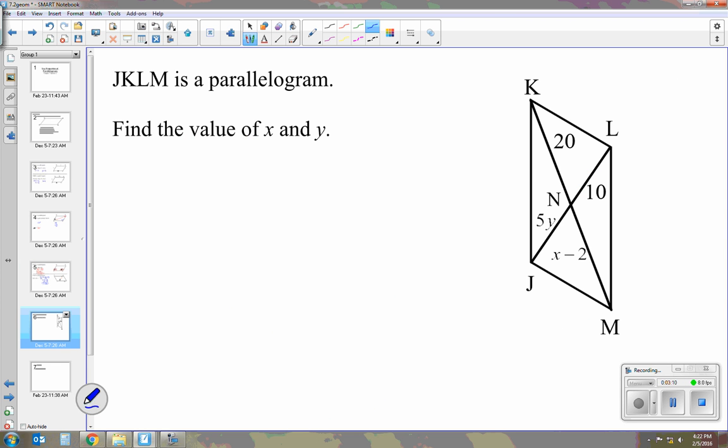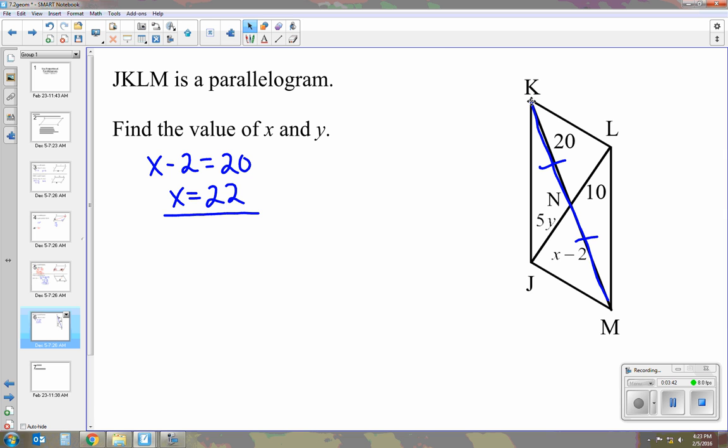Our very last one is we're finding the value of x and y. What we see here are the diagonals. And we saw on our property list that diagonals bisect each other. So this diagonal is being bisected by the other diagonal, so these two pieces are congruent to each other because a bisector cuts that segment into two equal parts. So we can say that x minus 2 is equal to 20, so x is 22, and 5y is equal to 10, so y is 2.